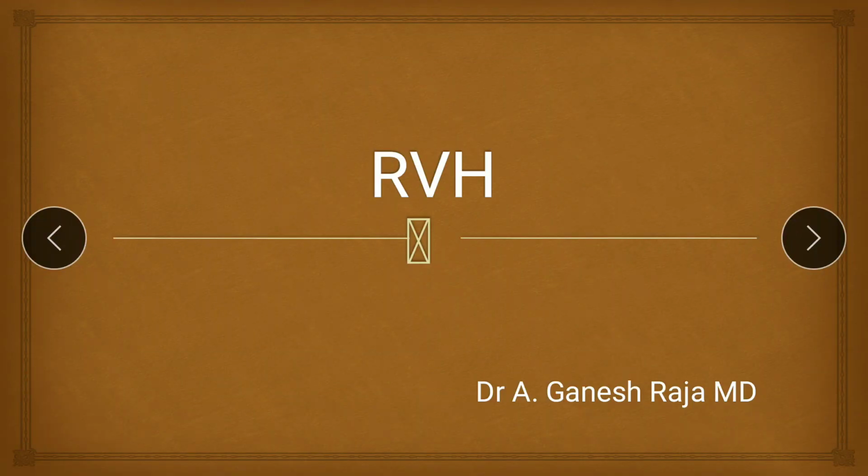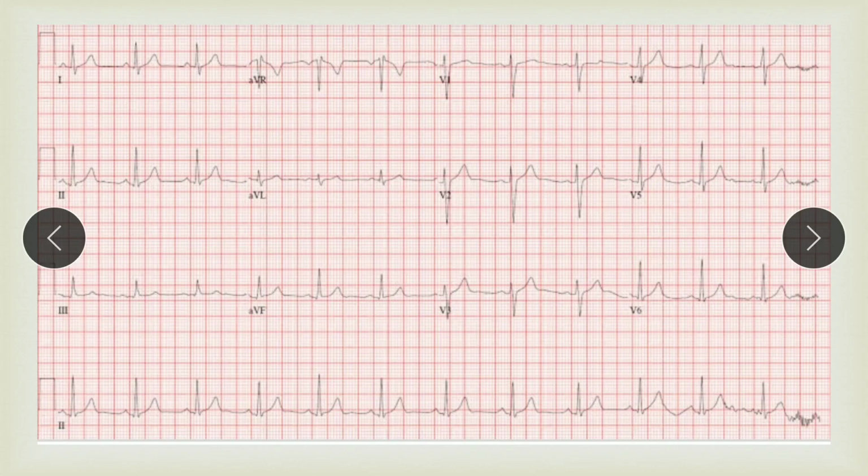Hi, this presentation is about diagnosing RVH, that is right ventricular hypertrophy, in an ECG. Before going into the criteria, we'll have a look into the normal ECG.